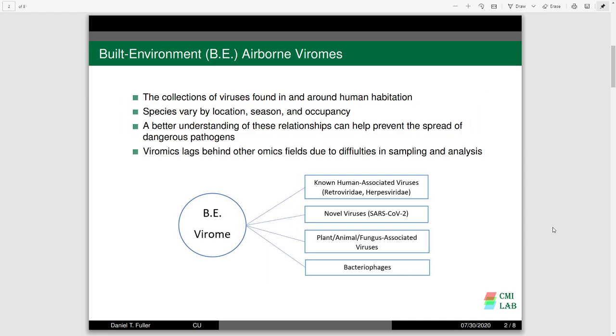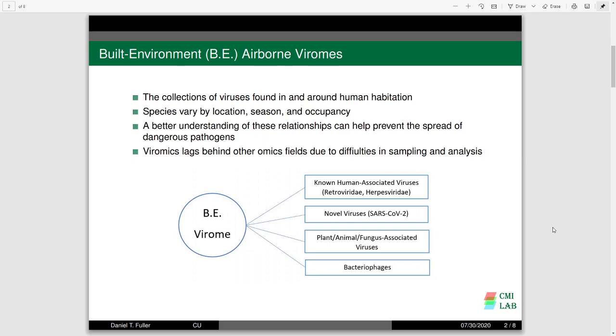So the built environment, or BE, airborne viromes are the collections of viruses found in and around human habitation. The species that you find there, just like any animal species in any sort of biome, are going to vary by location, by season, and by the occupancy level of the other organisms, specifically humans here, that are there. And a better understanding of these relationships, and how the viruses will relate to them, can help prevent the spread of dangerous pathogens, especially when we're thinking about built environments such as airports and hospitals.